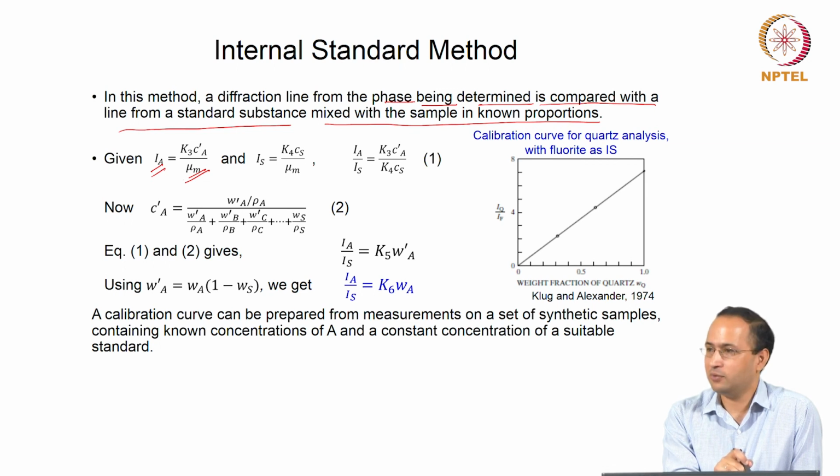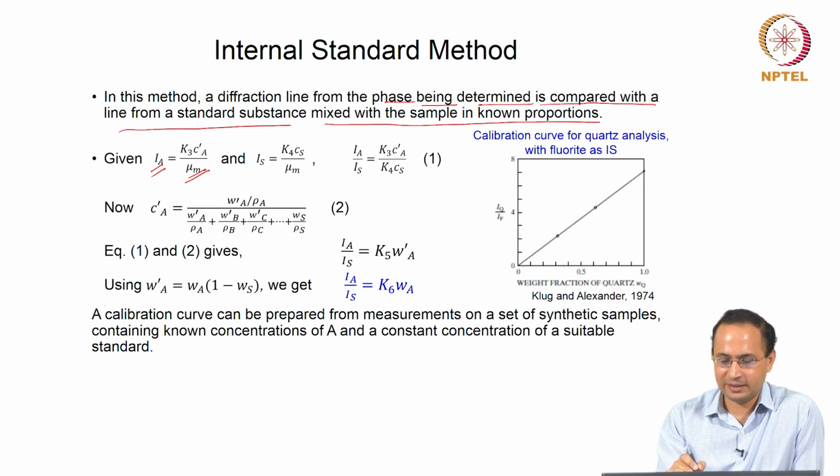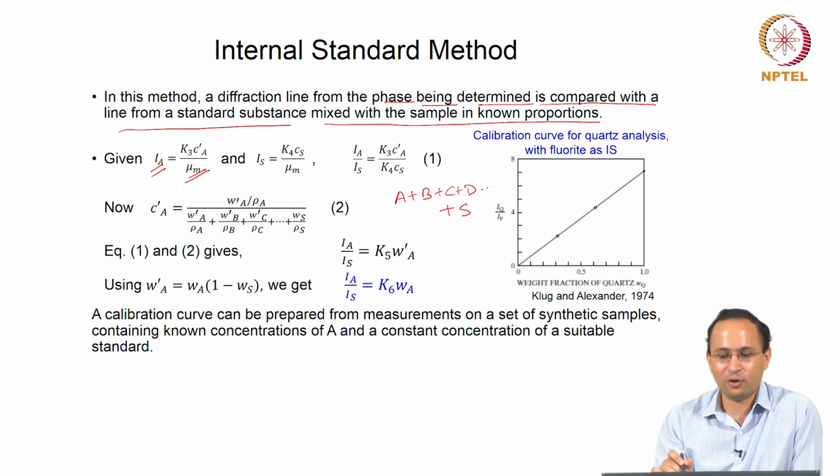But we are looking at one phase. We are looking at the intensity of A, for example. You have a mixture of A, B, C, D, and now you are adding S. That is what we did internally. Why do we call it internal standard?